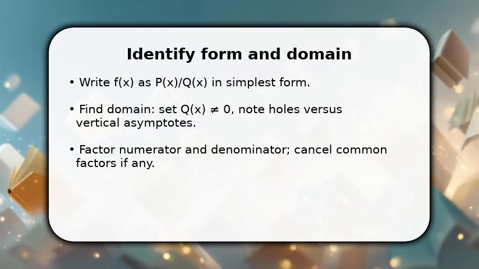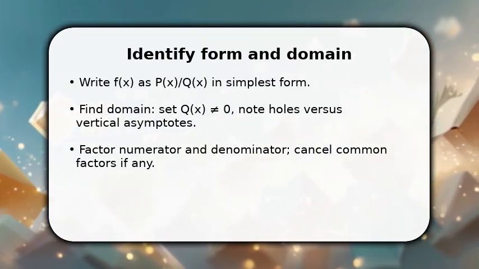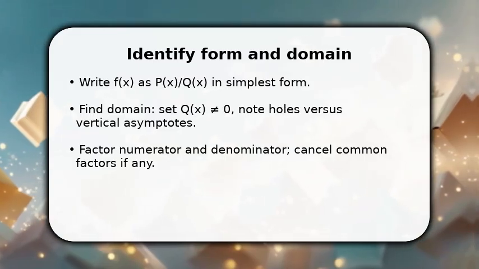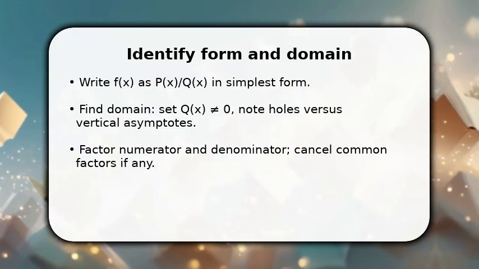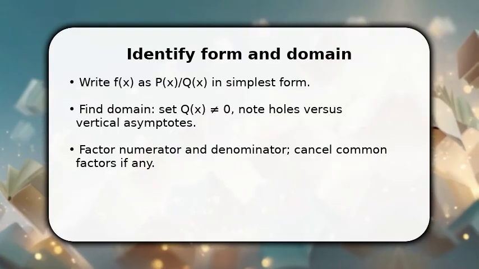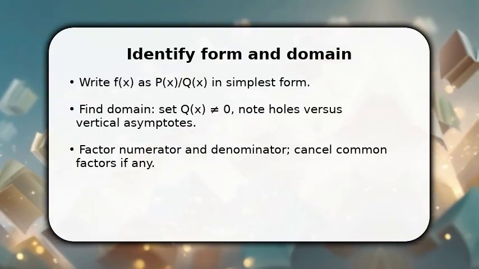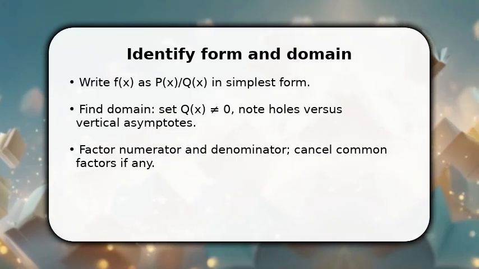You start by writing the rational function as a fraction p(x) over q(x) and simplifying. Explain why. Simplification reveals removable holes and reduces algebra later. Next, you find the domain by solving q(x) not equal to 0 because excluded x values determine vertical asymptotes or holes. When a factor cancels, you get a hole rather than an asymptote.